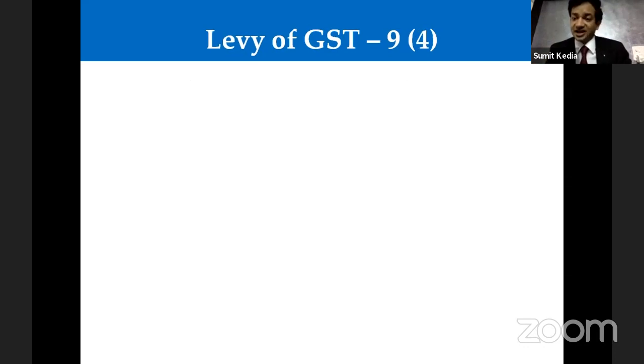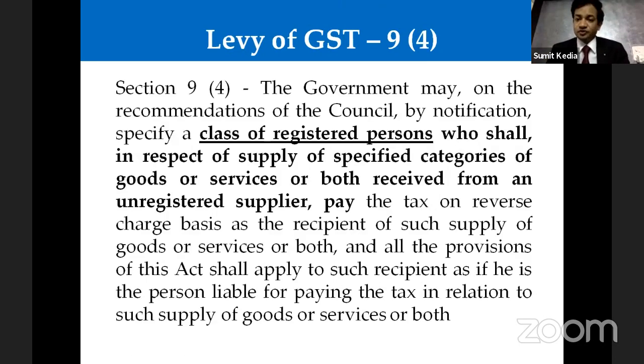Next, section 9, subsection 4. In this, if you see, the government by notification can specify a class of registered persons who shall, in respect of supply of specified category, pay tax. So in this section, they will specify the class of registered persons who are liable to pay under 9.4, and also the specified categories on which they have to pay RCM. The classical example: can anyone of you think what type of category or what type of registered person today is applicable under section 9.4?